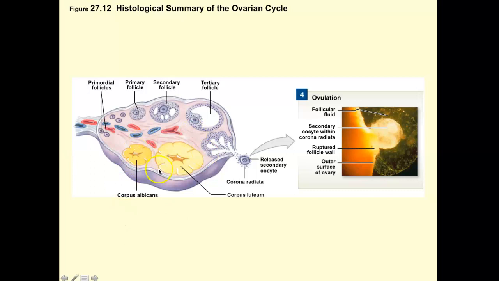Now, if the woman is not pregnant, this corpus luteum is going to degenerate. After a certain amount of days, it will degenerate, and the degenerated form is going to be called the corpus albicans. So the corpus albicans is not active. It's basically just scar tissue in the ovary, and it signifies a round of ovulation. So you can see that's a degenerated corpus luteum. It's small, white, and inactive in the ovary.